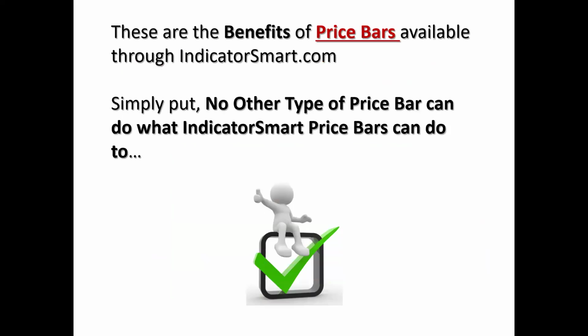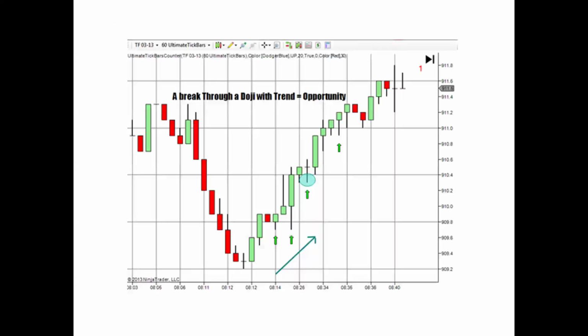These are the benefits of price bars available through IndicatorSmart. Simply put, there just aren't any other types of price bars that can do what these bars can do. And you take the tick replay capability, the offsets, the referencing, and the design of the bars themselves. It brings together a lot of capability and functionality that can really help you with your trading. This one is showing some of these breakouts, engulfing patterns, tails against the trend, after green, red, green kinds of situations. High pressure.